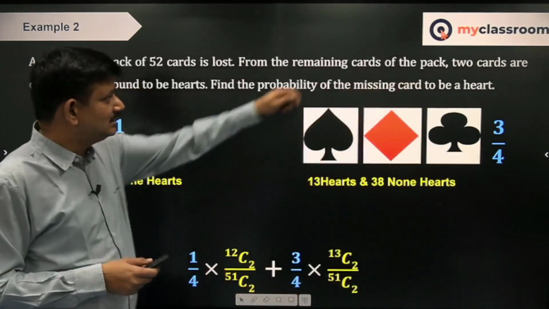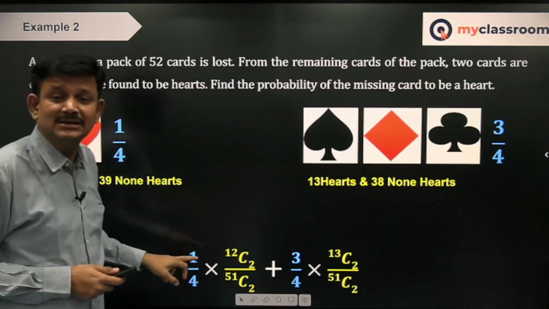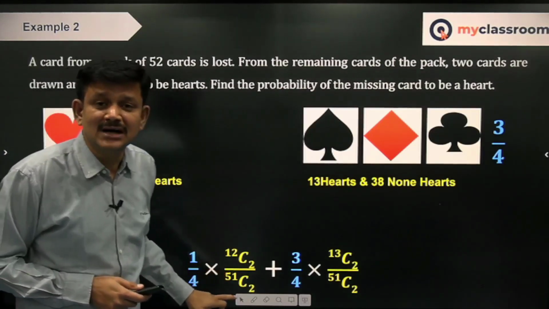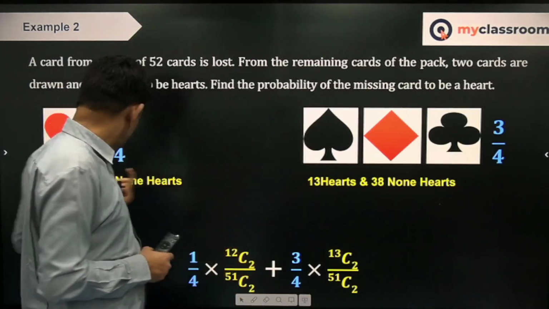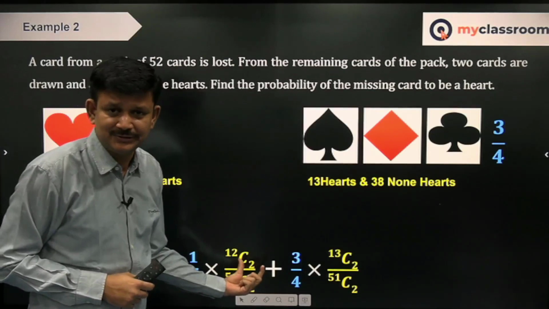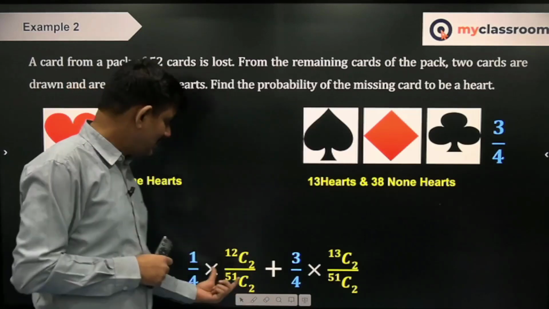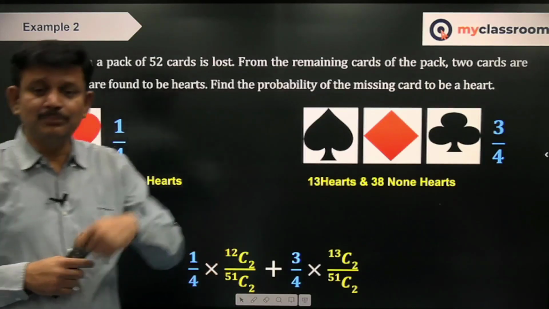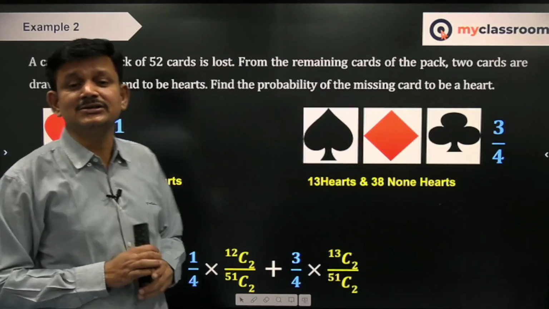So what is the probability that when you are drawing 2 cards, both of them are hearts? First, it can be the case when the missing card is a heart. What is the probability that the missing card is a heart? 1 by 4. And given that the missing card is a heart, what is the probability that both the cards you have drawn are hearts? There are 12 hearts. You are picking 2 out of them. You can pick 2 hearts in 12C2 ways. But in total you could draw any 2 cards at random from 51 cards, which can be done in 51C2 ways. So given that the missing card is a heart, the probability of both the cards drawn being hearts is 12C2 by 51C2.